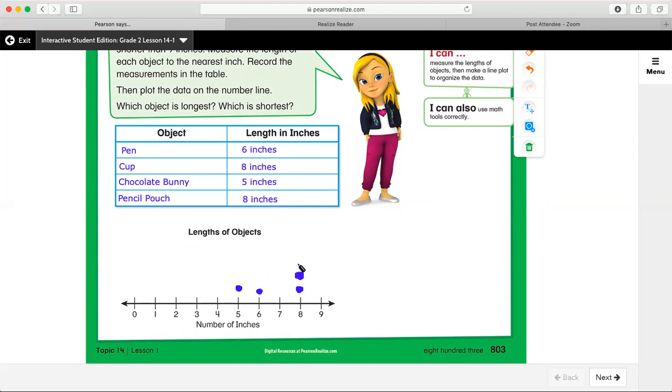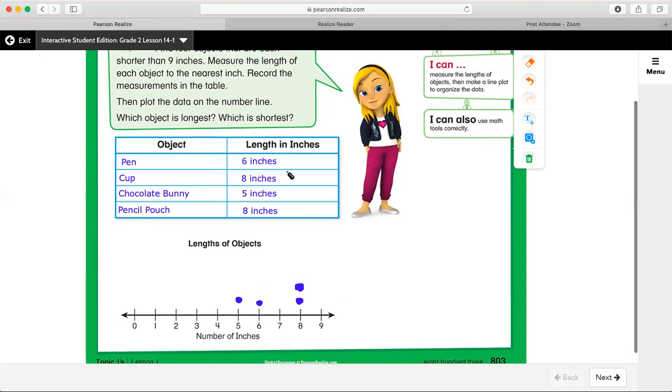If you had a third object that measured 8 inches, you would put a third dot. Okay, so here are my 4 objects plotted on my line plot. So now our last 2 questions were which object is longest and which is shortest. So if we look here, my shortest object is going to be the object that's 5 inches.